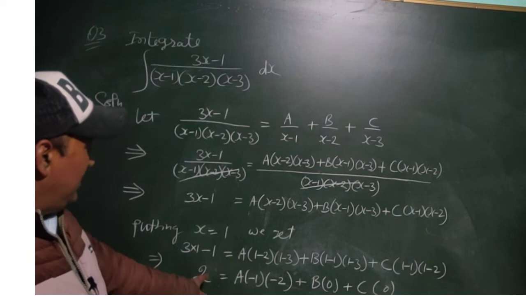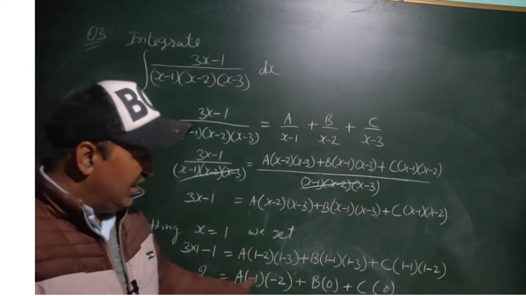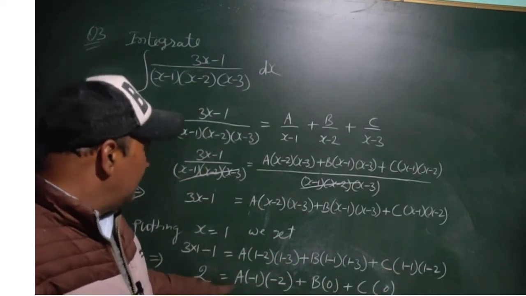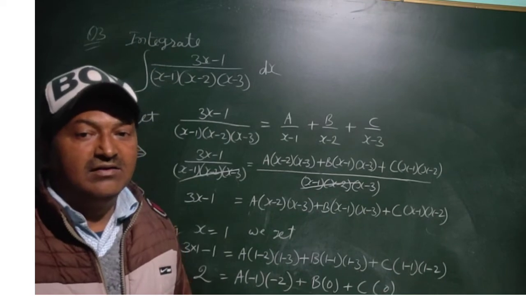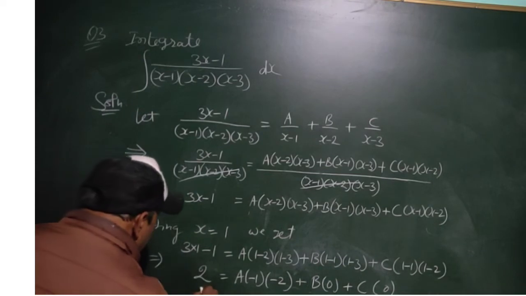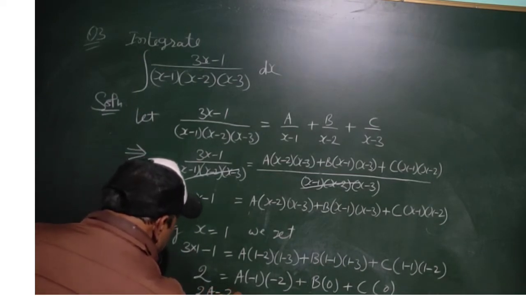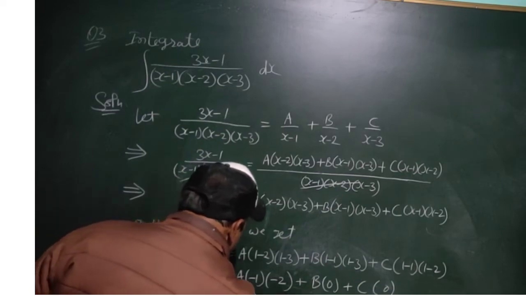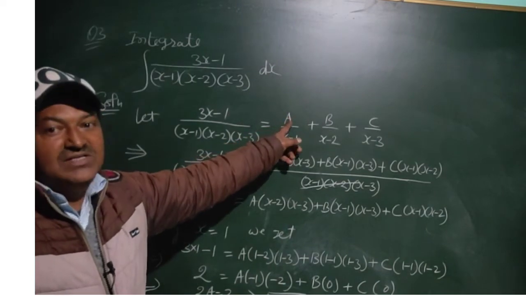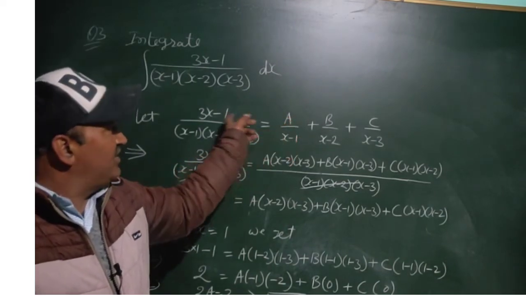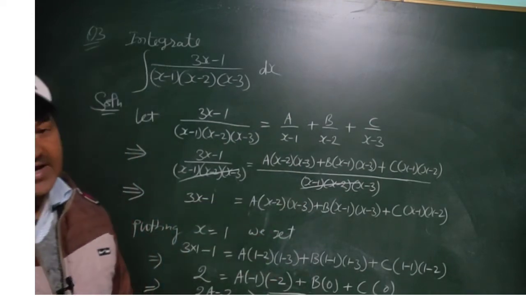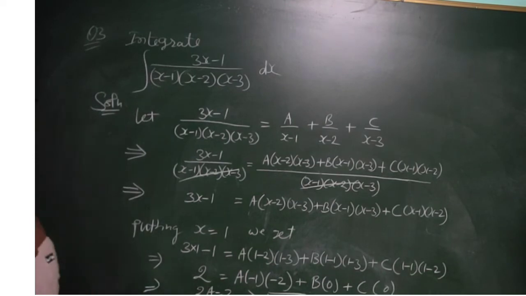And therefore, it becomes 2 is equal to 2A, plus B into 0, 0, plus 0. 2A is equal to 2 and hence the value of A is equal to 1. This implies 2A is equal to 2 and therefore capital A is equal to 1. This is the value of the first constant which we have to find for the partial fractions of this question. Similarly, putting x is equal to 2 and x is equal to 3, we will get the value of B and C.